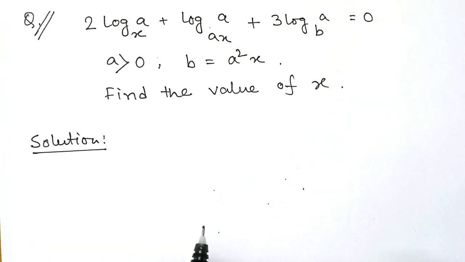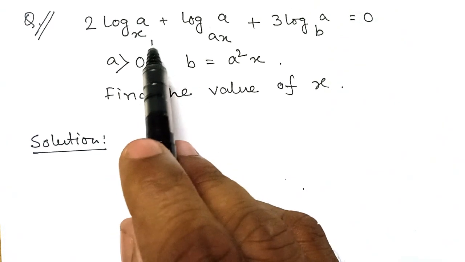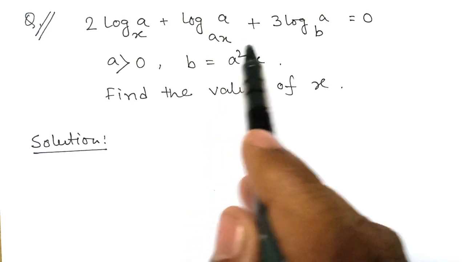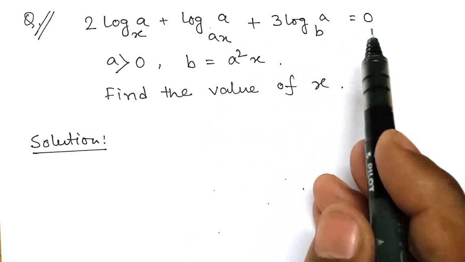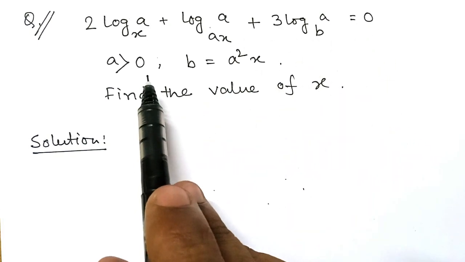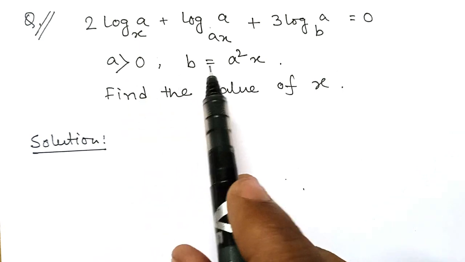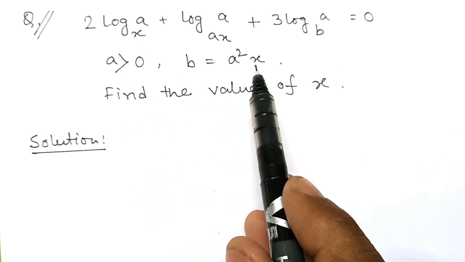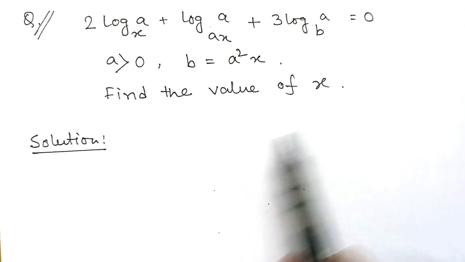So here in this equation we have 2 log a to the base x plus log a to the base ax plus log a to the base b is equal to 0, and two conditions are given: a is greater than 0 and b is equal to a square x. So we have to find the value of x.